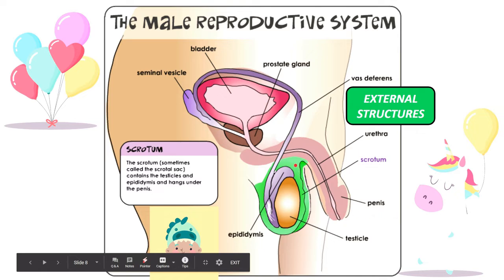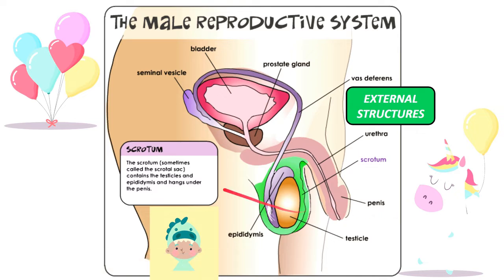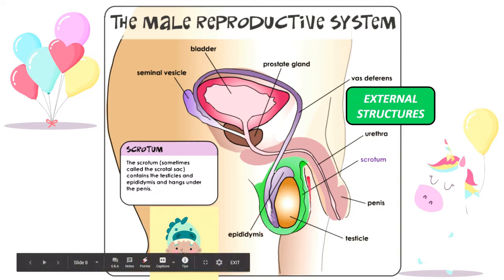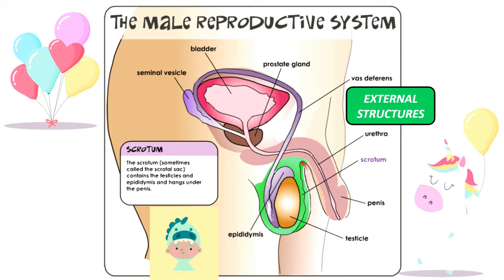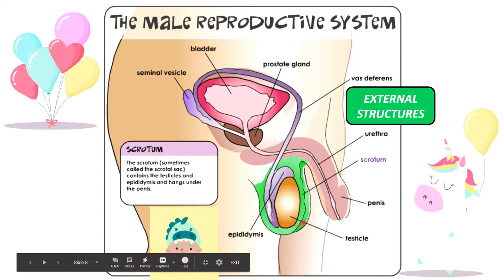Then the scrotum, also known as the scrotal sac, is the covering that contains the testicles and epididymis, and it hangs under the penis. So this is the outer structure. We call that the scrotum.